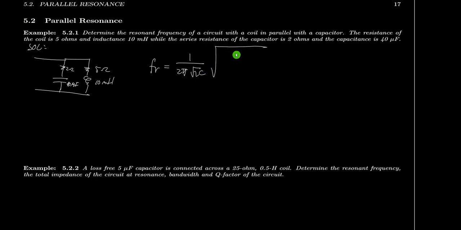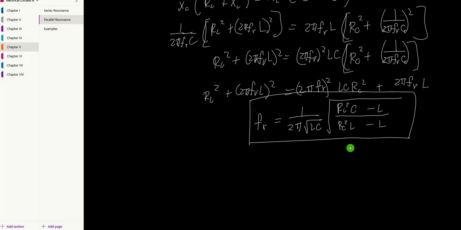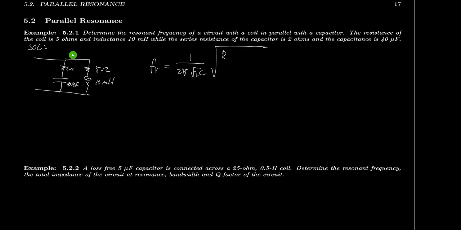You multiply this with the square root of R of L squared times C minus L, all over, you just interchange this, R of C squared times C... or rather R of C squared minus L over... you can check that in our discussion. So RL squared times the capacitance minus L all over RC squared times C minus L. And plug in all the values so that we can solve for the resonant frequency.